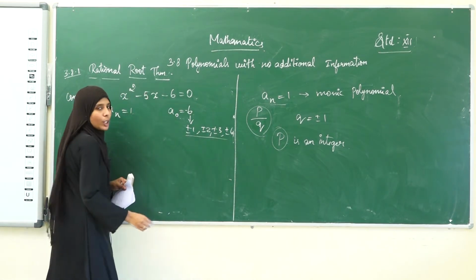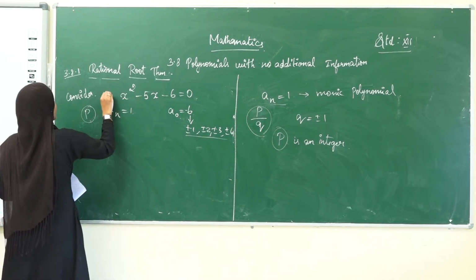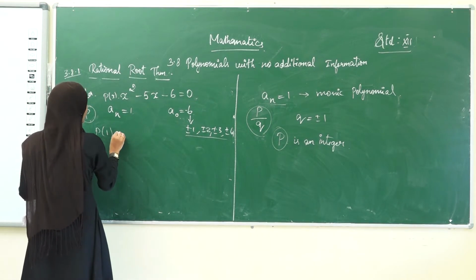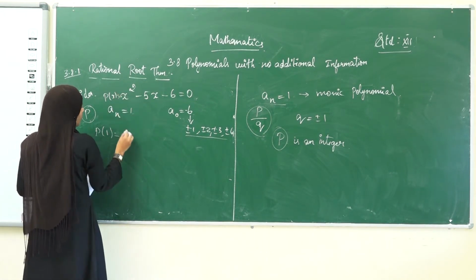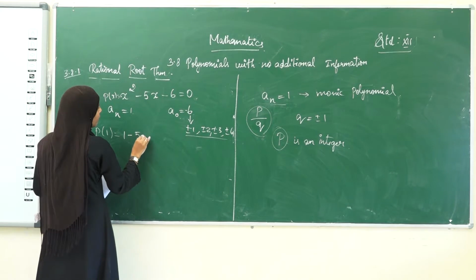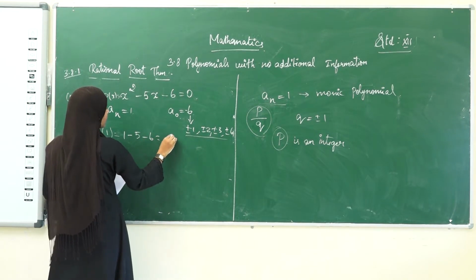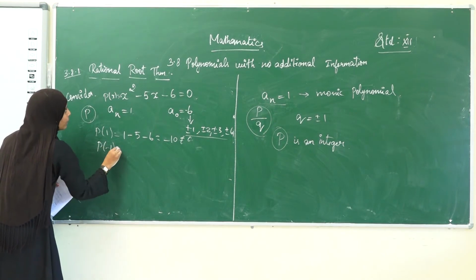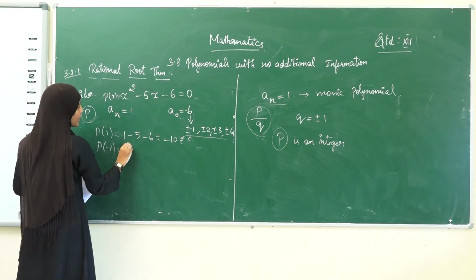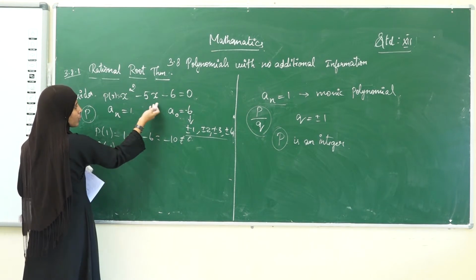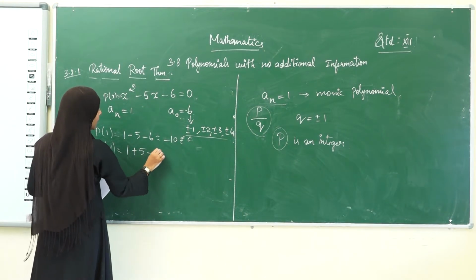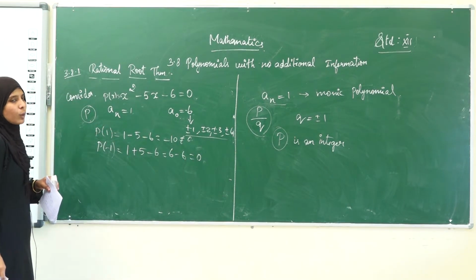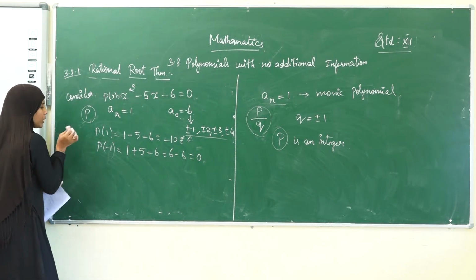What we are going to do? We are going to substitute these 8 terms in this equation. Let this be p of x. When p of 1 is equal to 1 square is 1, minus 5, minus 6. Minus 10 is the answer, which is not equal to 0. Then we substitute p of minus 1. Therefore, minus 1 the whole square is 1, minus 5 into minus 1 is plus 5, minus 6. Therefore, 6 minus 6 equal to 0. So, we have found one root, minus 1, which is the root.